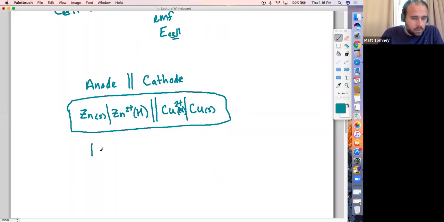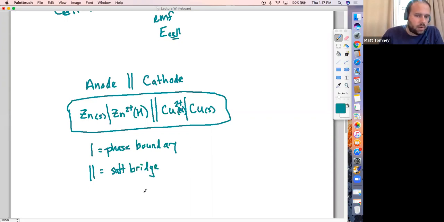And again, a single line is going to mean that we're dealing with a phase boundary of sorts. So you're talking about something that was solid going to aqueous, or something that was aqueous going to a solid. All right, and then the double line is going to mean that this is where the salt bridge is. So this is the actual physical divide between the two half cells, and the salt bridge is how we connect them.